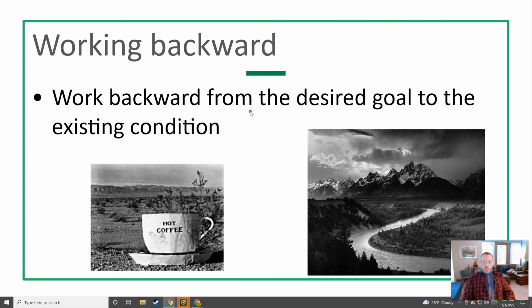Working backwards is the easiest one to understand. Here you just take a look at your desired goal. So here I have two of my heroes, Weston and Ansel Adams. So you look at your desired goal. I want to shoot photography that is as talented in its composition as both of these. And so I look at that, I study that, and then I try to bring that into my own work.